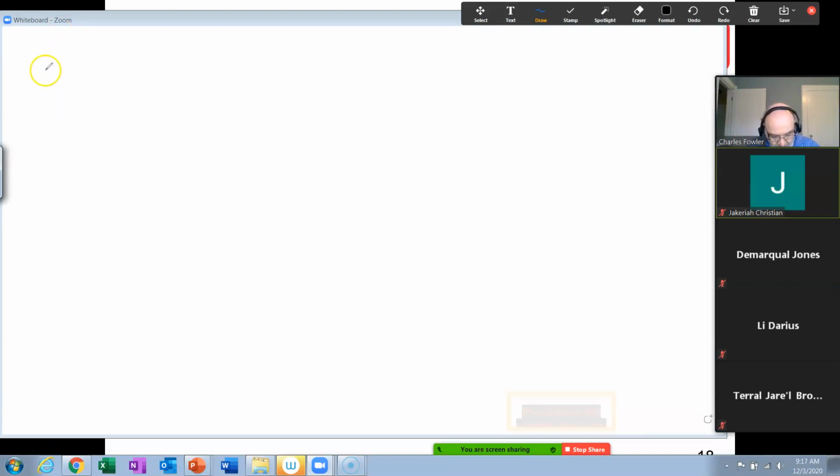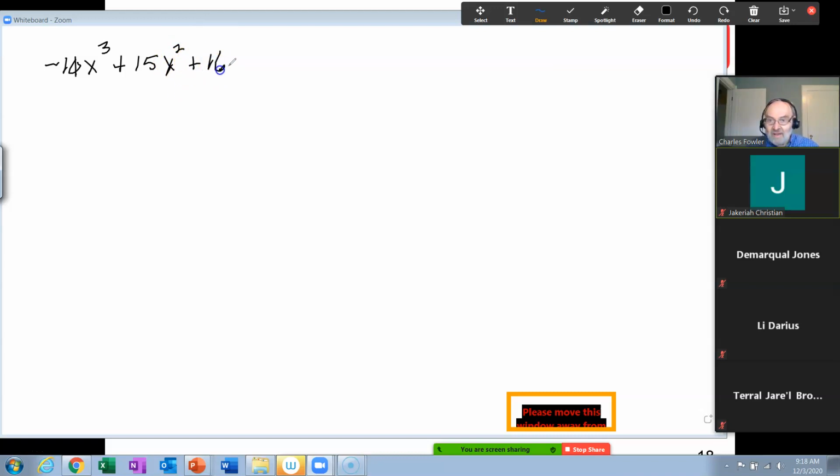Okay. Here's one. Example 5, bottom of page 155. Minus 10x cubed plus 15x squared plus 16x minus 12 equal 0. Whoa, boy.